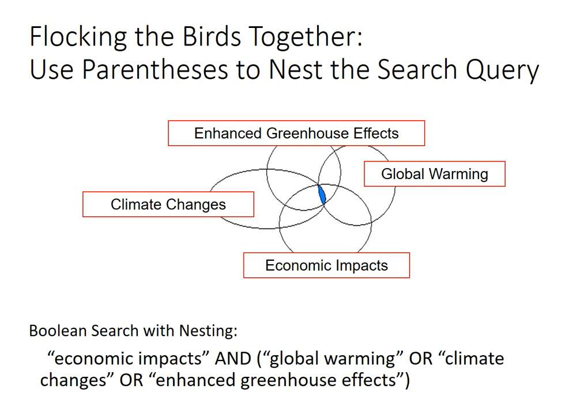So you see that what the search engine does is it goes out when it sees these parentheses. It looks for global warming articles, which is this circle. It looks for enhanced greenhouse articles. And then it looks for climate change articles. And then from those results, it wants just those articles that have economic impacts in it. So we get this small amount of articles. There's a huge difference in the search results using nesting and not using nesting.